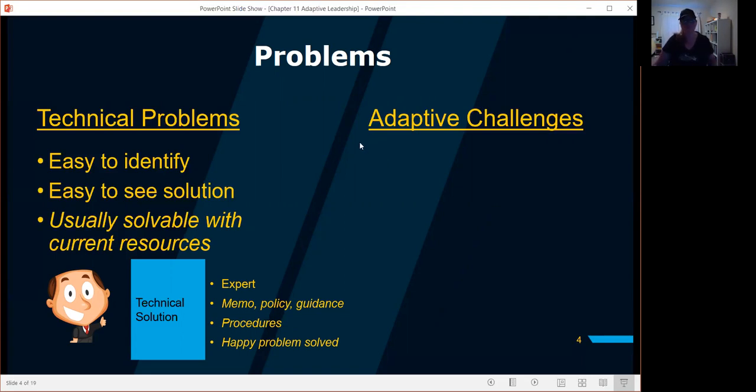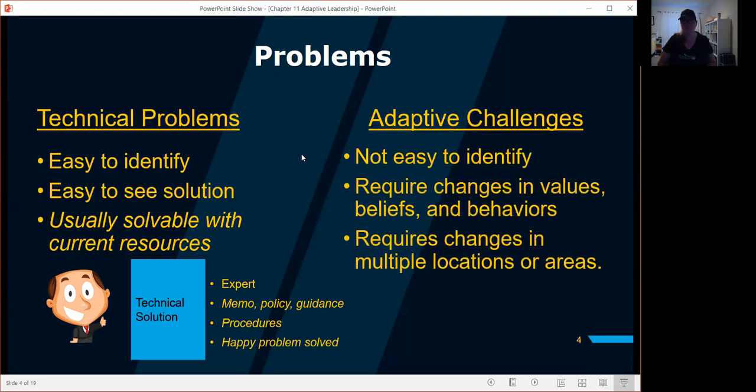However, when we look at adaptive challenges, it's a very different kind of challenge. These are challenges that are really hard to identify. They may not involve having an answer to something, but really require a change in your behavior and a change in the way you do things, maybe even a change in your values and your beliefs. These adaptive challenges are a little bit more intertwined with lots of different areas, maybe at the same time.